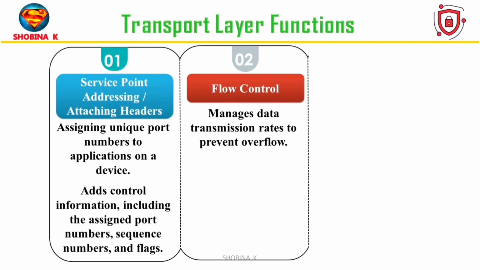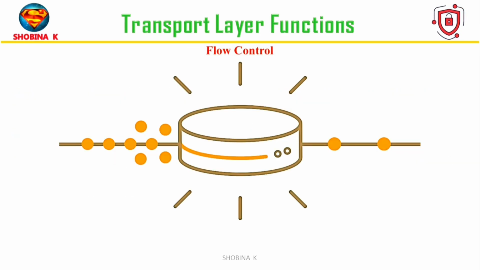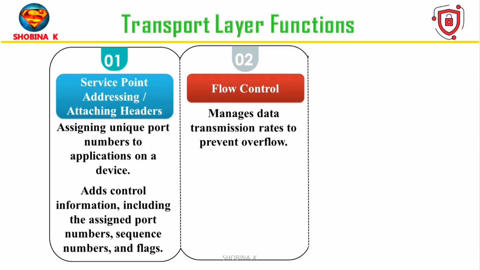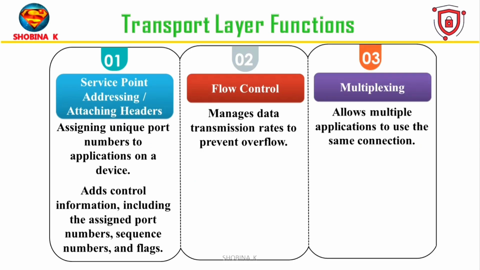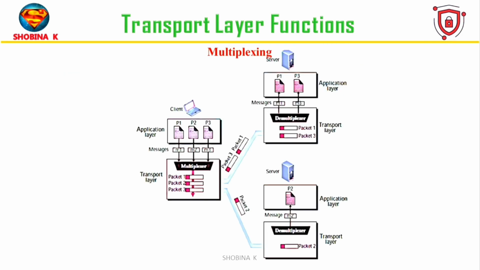Next function is flow control. It regulates the speed of data transmission to avoid overloading and ensures smooth and reliable data transfer. Next function is multiplexing. It allows multiple applications on a device to share a single network connection by using different port numbers. We know that the transport layer uses the port number to direct incoming and outgoing data to the correct application. For example, HTTP traffic might use port 80 while email traffic uses port 25.